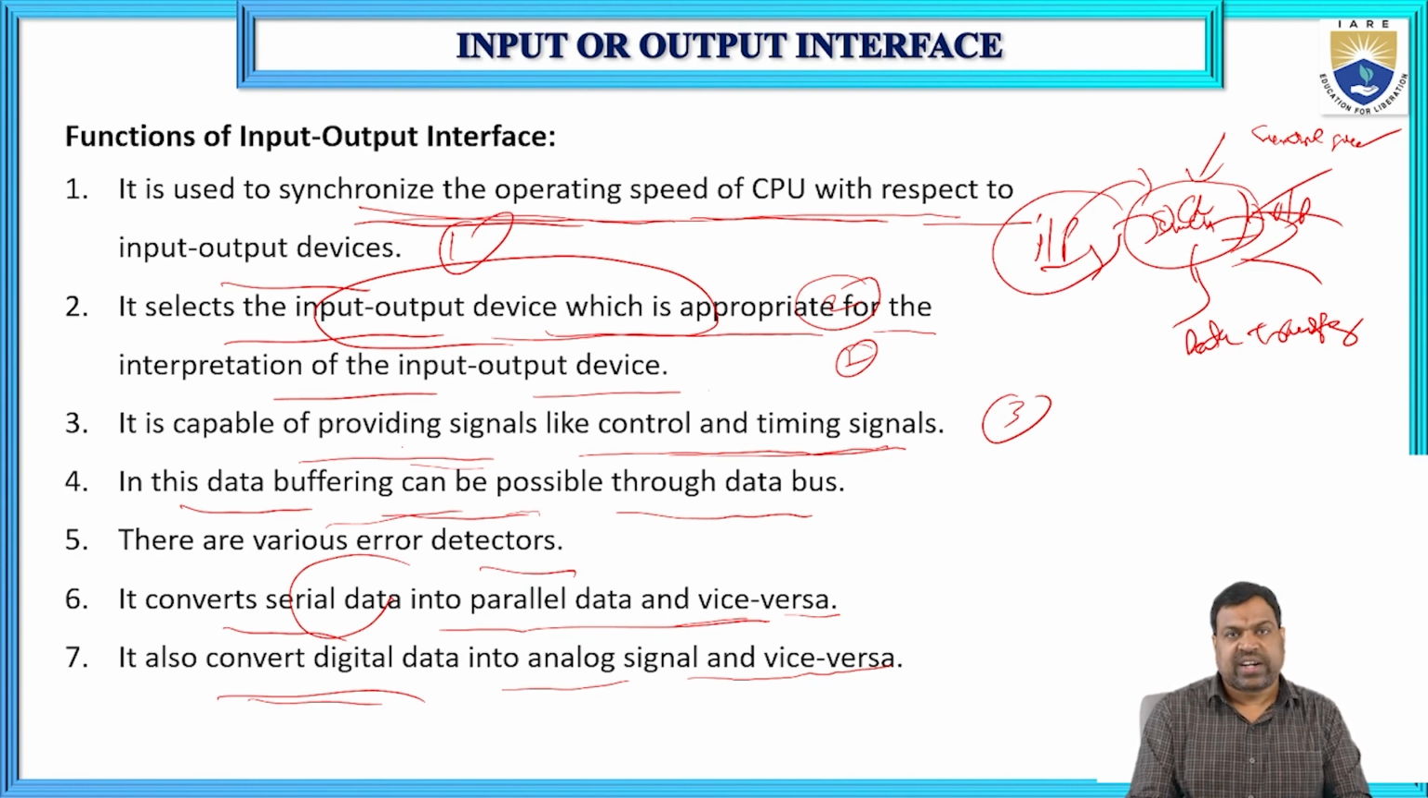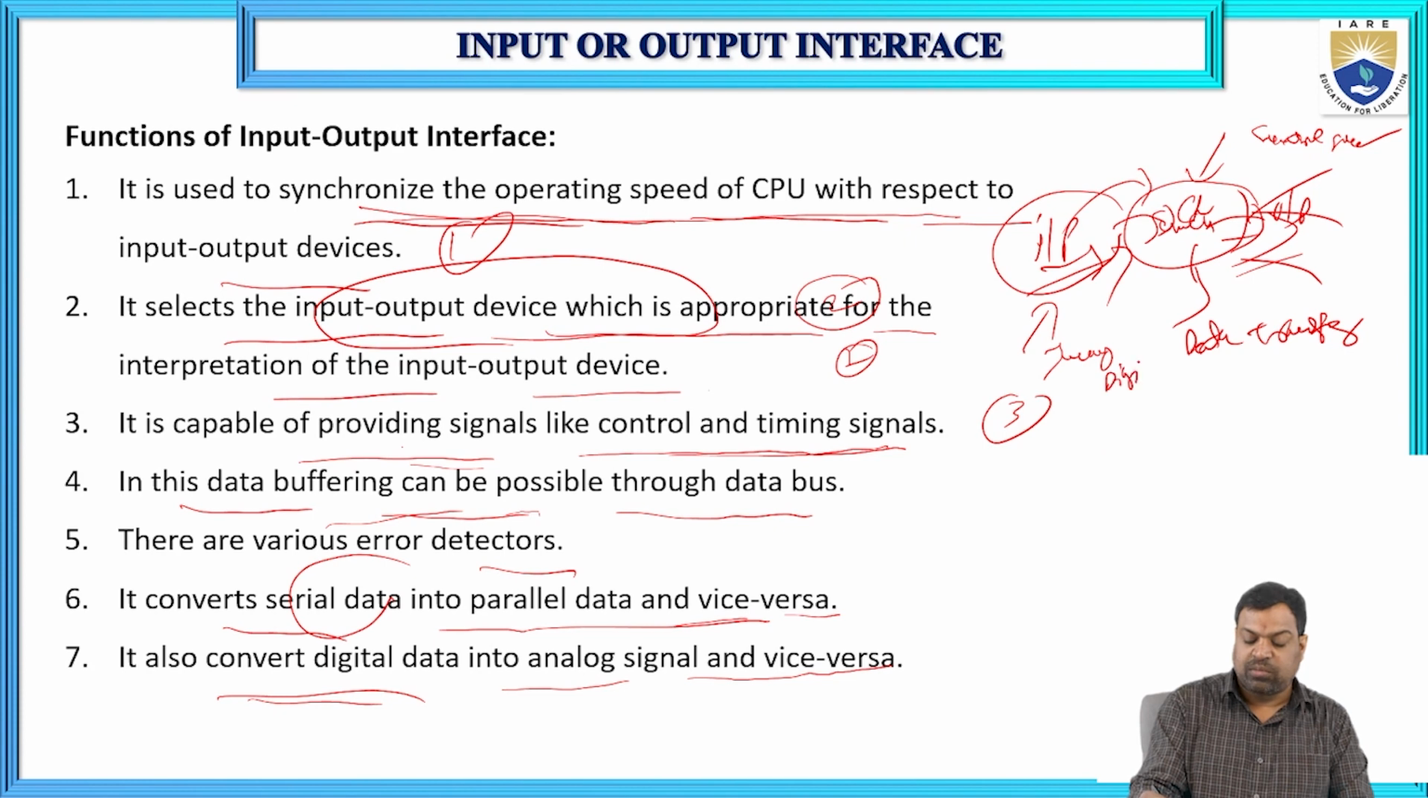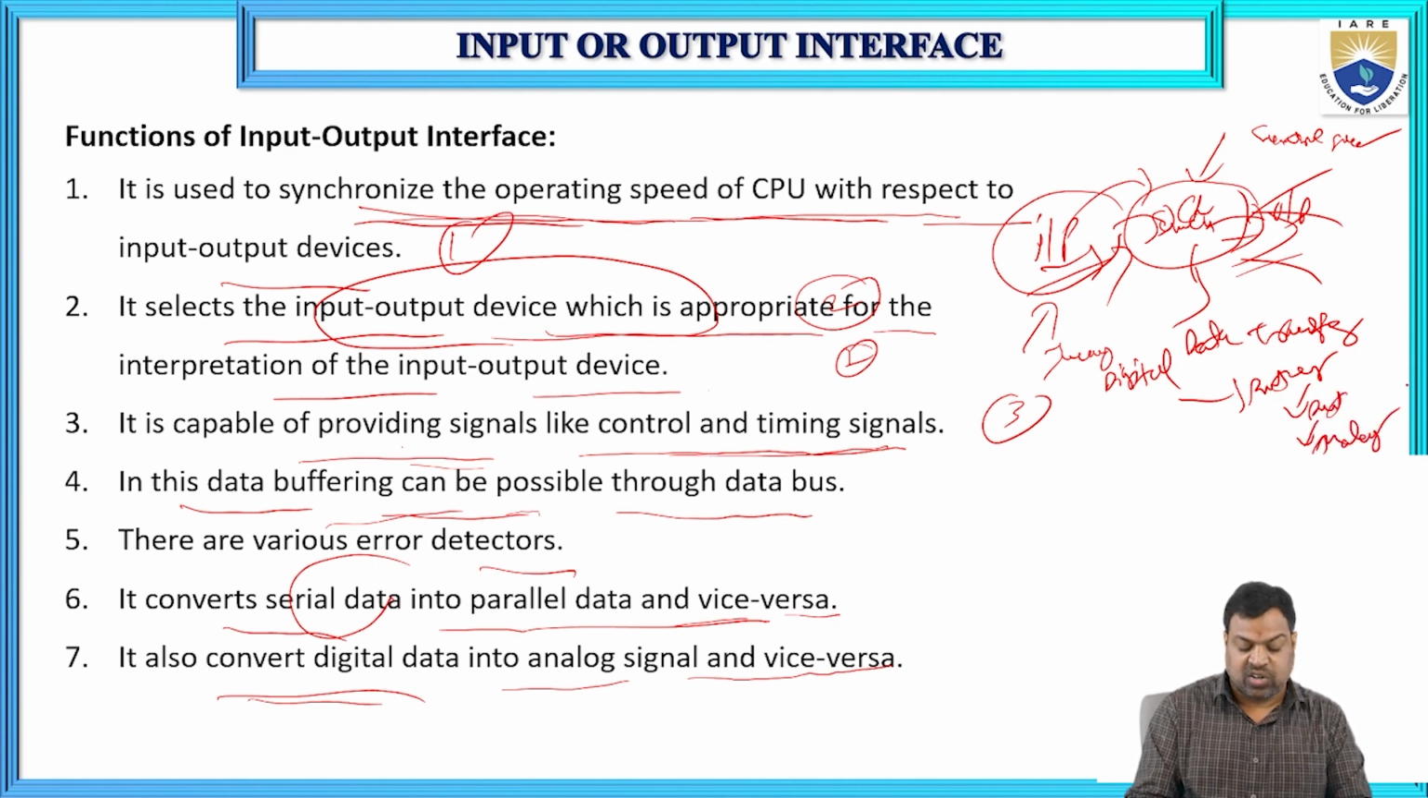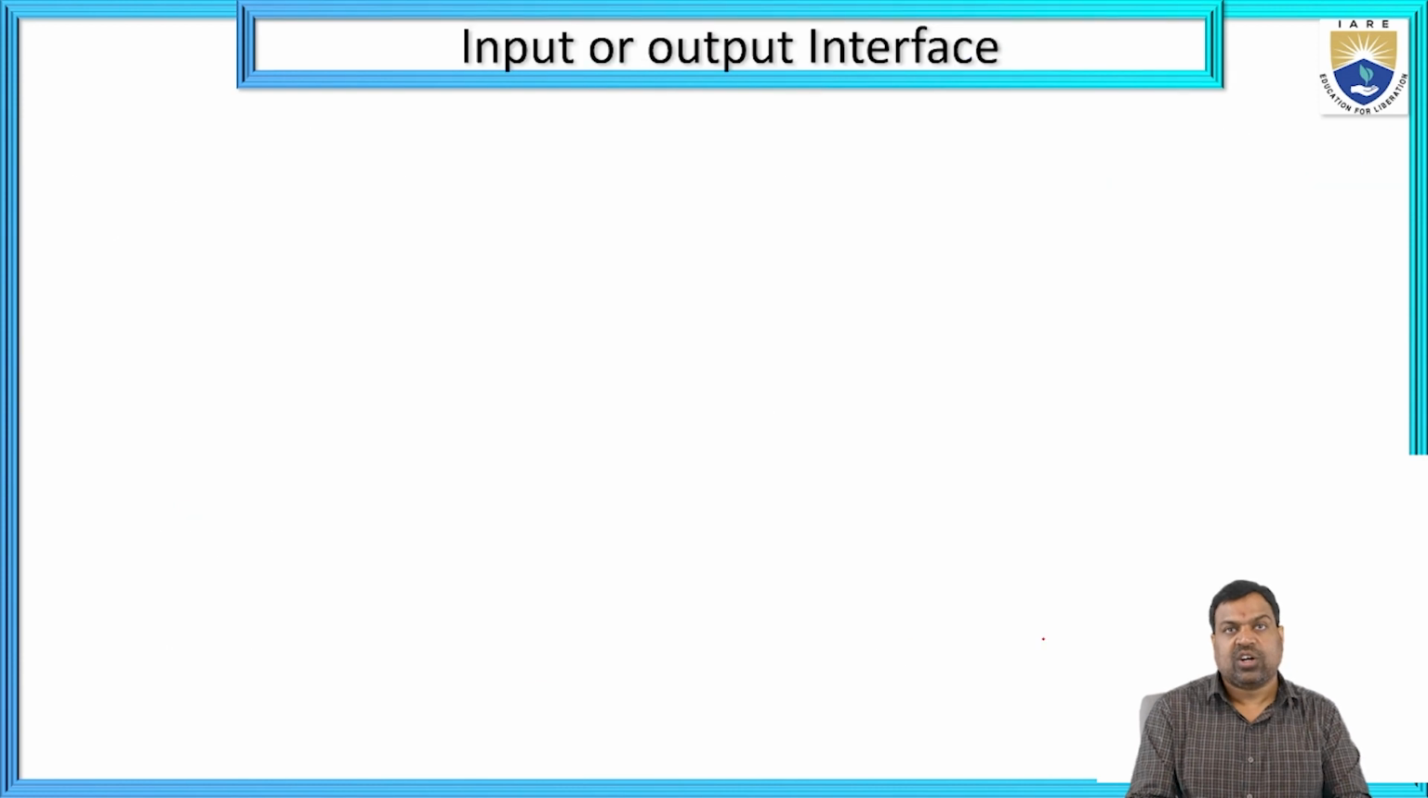And there are various error detectors. Maybe error detection and correction will be there. It also converts the serial data to parallel data. Input is always serial, and the output maybe parallel data. And it also converts digital data into analog. Suppose I have one image, and that image is in digital form. I have to take a print through the printer. This print is analog, as the image is analog. So it is a digital to analog conversion.